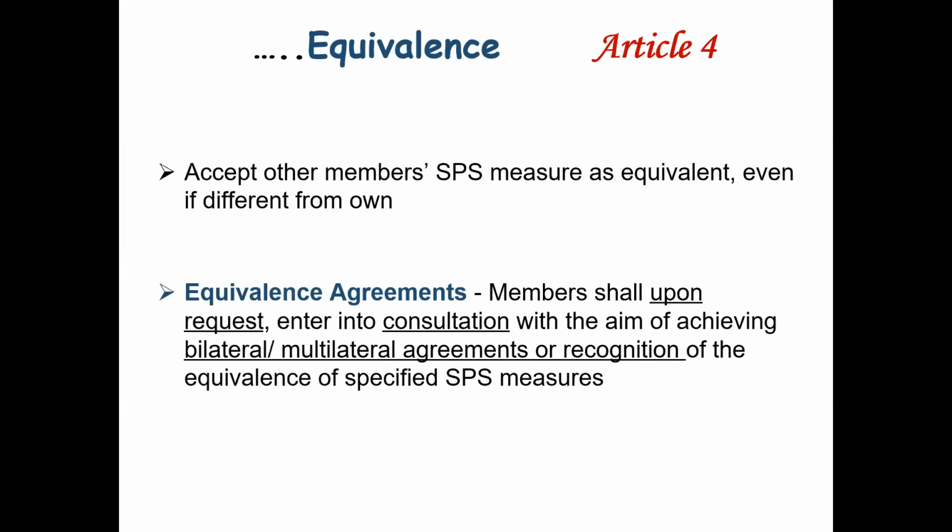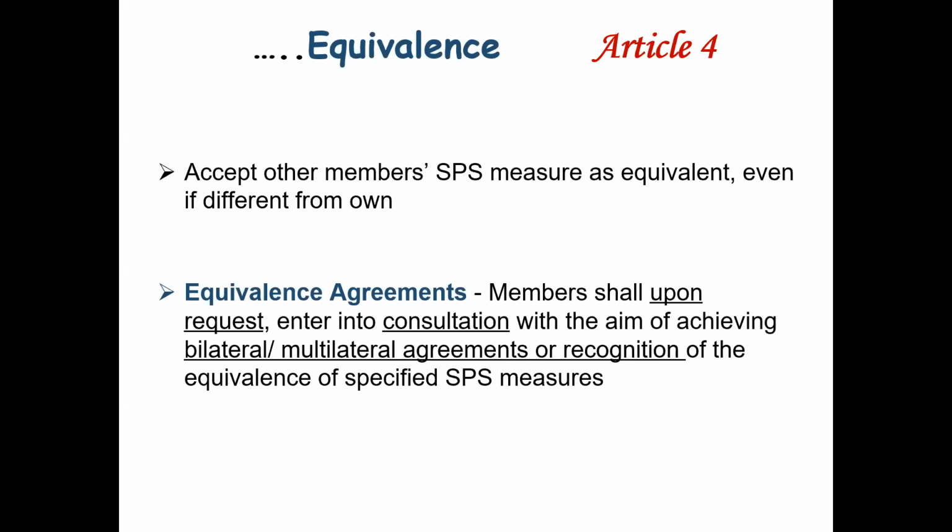So what it says is members shall upon request, that means an importing member shall upon request enter into consultations with the aim of achieving bilateral and multilateral agreements or recognition of equivalence of the specified SPS measures. So there we talked of equivalence of a measure, but it's not only a measure, it could be of a whole system. So an importing country normally may be checking products coming from the exporting country. But if the exporting country requests the importing country to have an agreement whereby they recognize the measures put in by an exporting country to see that they're equivalent to the importing country measures, the importing country is obliged to enter into consultations.